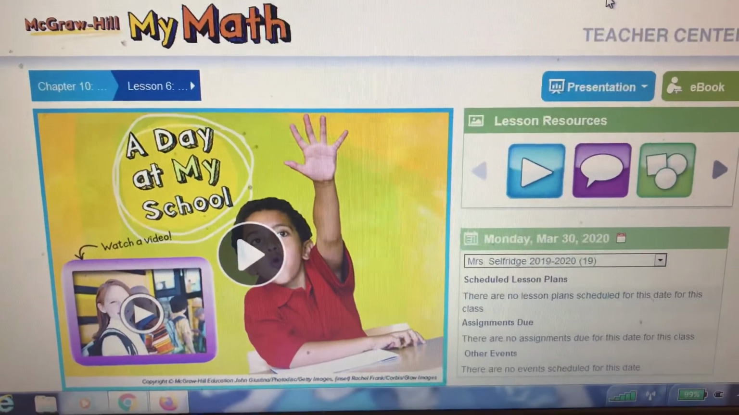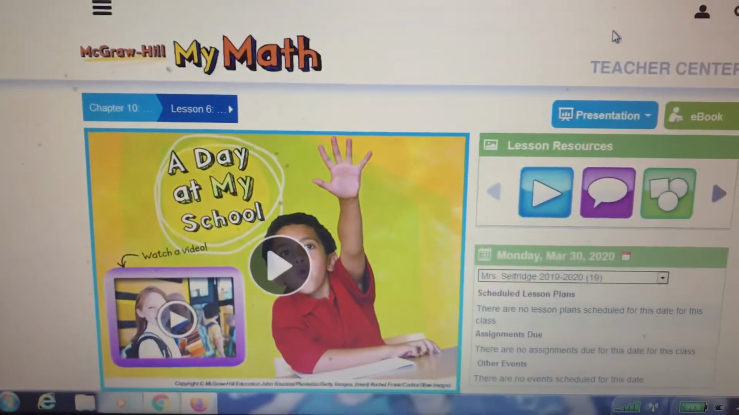I thought today we would try an equivalent fractions lesson. So today you may need some fraction strips. They look like this. So I want to show you where you can get those.